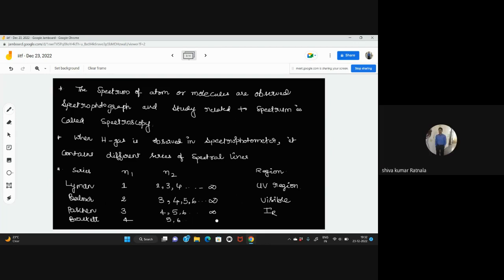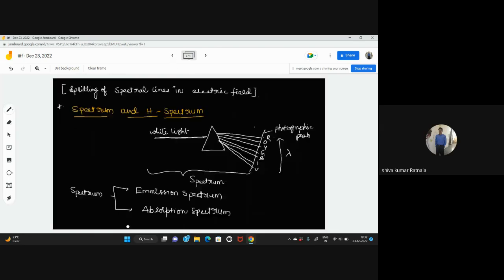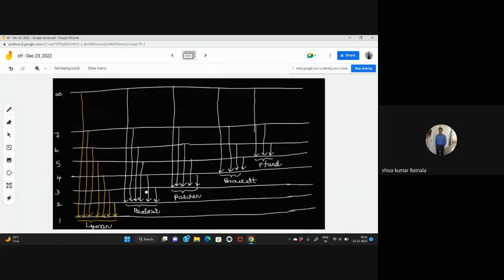This is also IR only. Next one, Pfund series, infrared. This is also IR only. Okay, now N1 means, for example, in case of Lyman series, this is N1. 2, 3, 4 will be higher levels, that will be N2 levels. So as we are saying, this is a spectral line, right? That spectral line wavelength or wave number also can be calculated.